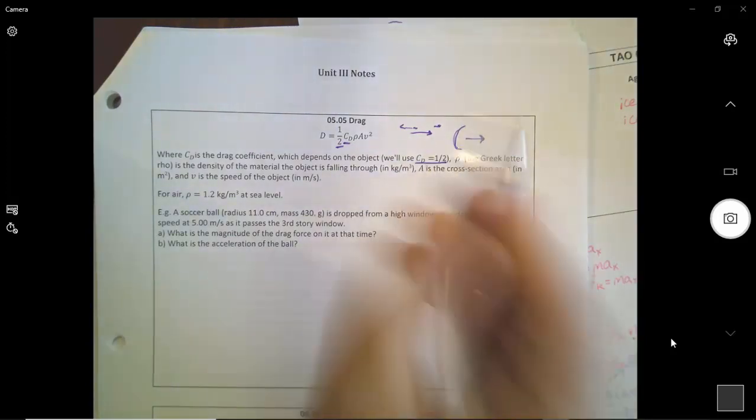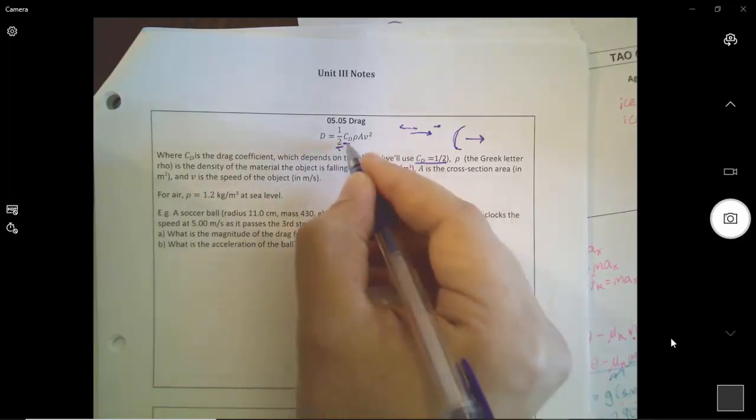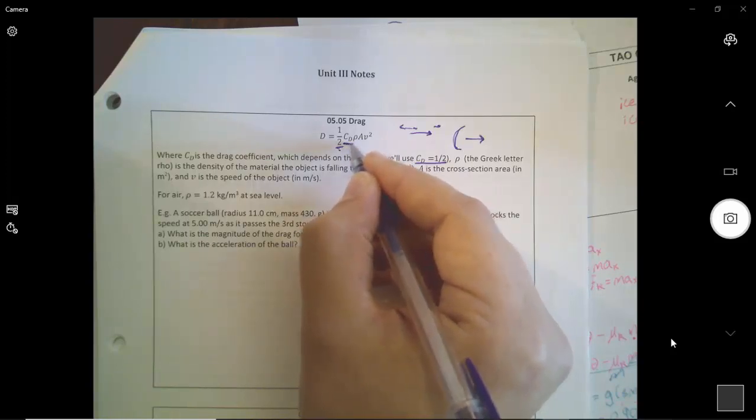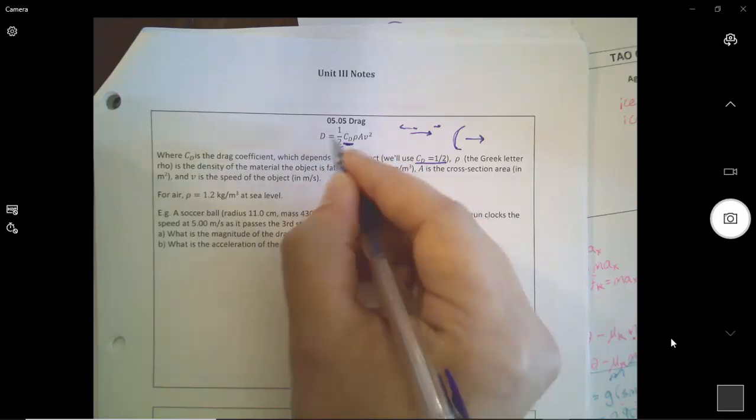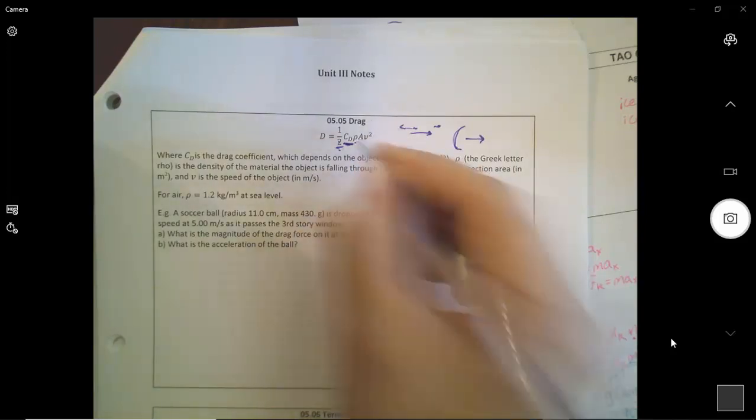Now that is different than this 1/2. So we have a 1/2 here all the time. Everybody has that. We are going to use a 1/2 here in addition. In other classes, you would look up or calculate or apply a different value here instead of a 1/2. So 1/2, 1/2. The next value is rho.